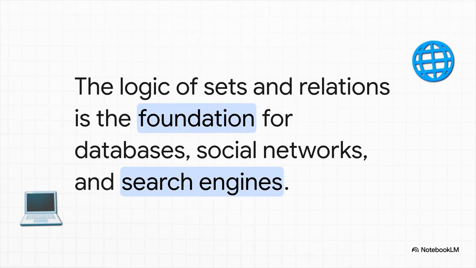So you might be thinking, okay, that's kind of neat math, but so what? Well, this is the invisible architecture running our digital world. Relational databases, the things that store almost all the world's information, are built on this. A social network is just a giant set of people with an "is friends with" relation, which we now know is a symmetric relation. This is the fundamental logic that makes modern technology possible.